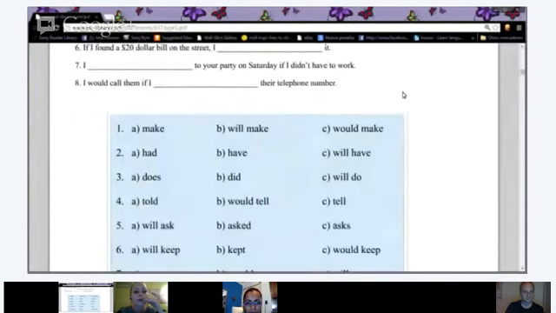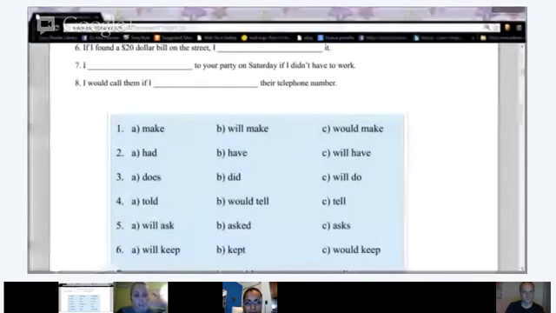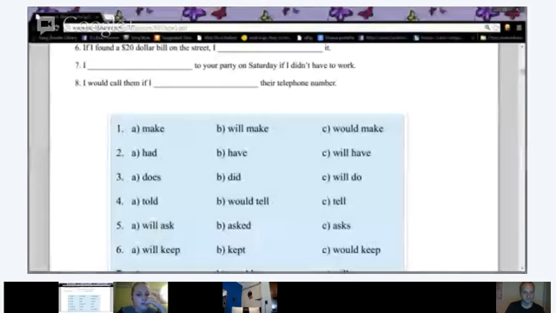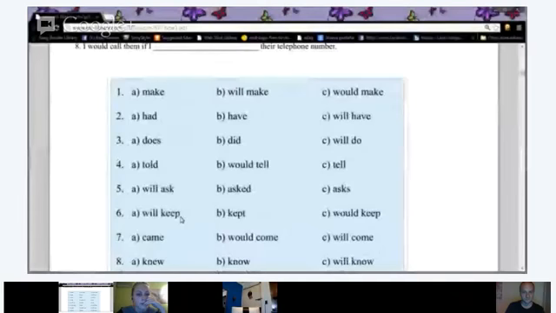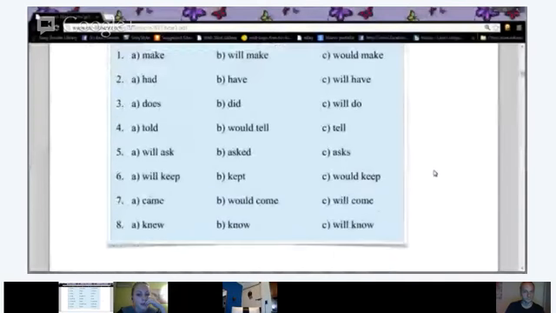Excellent. Letter C. Okay, numbers 7 and 8, please. Nasir. I would come to your party on Saturday if I didn't have to work. All right, very good. I would call them if I knew their telephone number. Yeah, if I knew their telephone number. Excellent. Nice job. Okay, so everybody, let's scroll down.